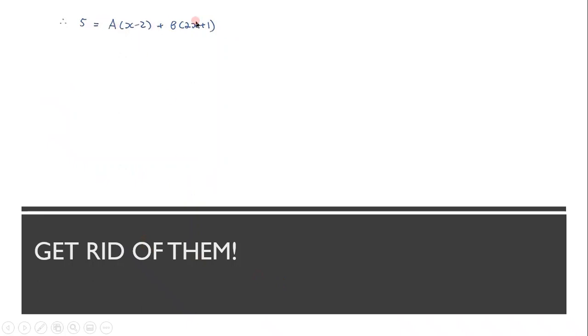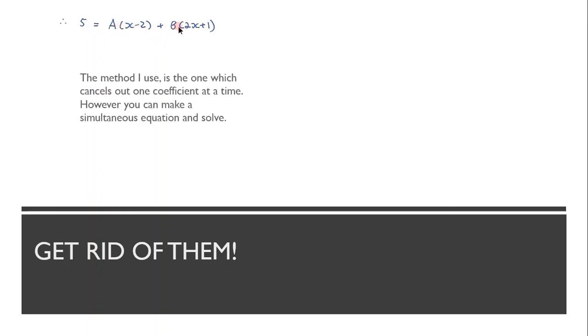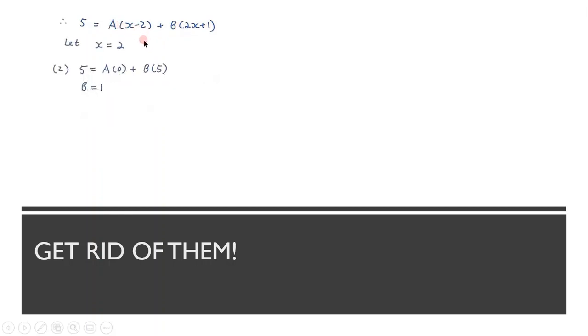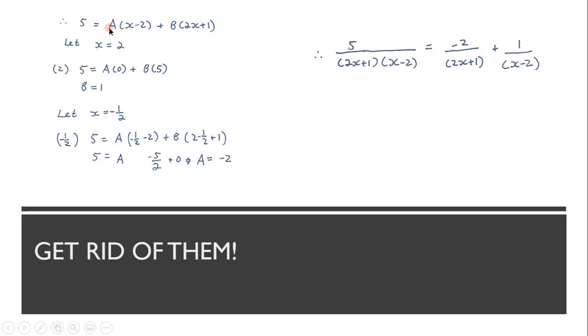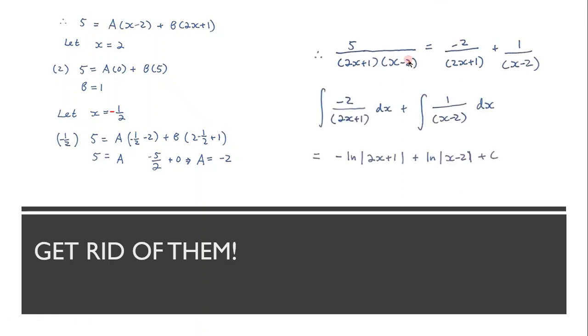So how do we solve this type of equation? Well, in this case, because it's not too big, we can just get rid of them by making a or b disappear. So letting x equal 2 will make a disappear so we can find b, and then letting x equal minus a half will make b disappear so you can find a. And so this will be our partial fraction, and then all we need to do is integrate, and then of course this is just the logarithm. The integral of this is the logarithm, so this would be u prime and this would just be u.